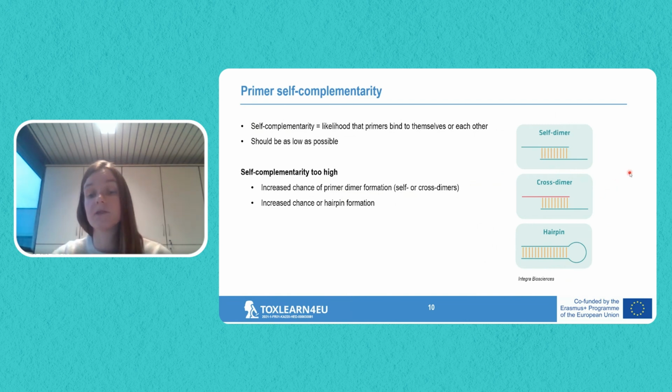Self-dimers would mean that 2 forward primers bind to each other or that 2 reverse primers bind to each other, whereas cross-dimers indicate a dimer consisting of 1 forward and 1 reverse primer. And in addition, high self-complementarity would also increase the chance of hairpin formation. So this is what we discussed previously, that sequences at the 2 ends of the primer are complementary to each other and will hence bind to each other, creating this loop structure.